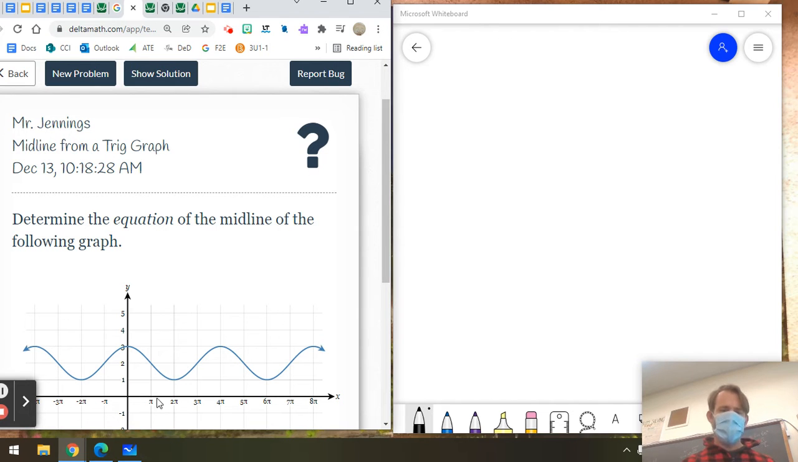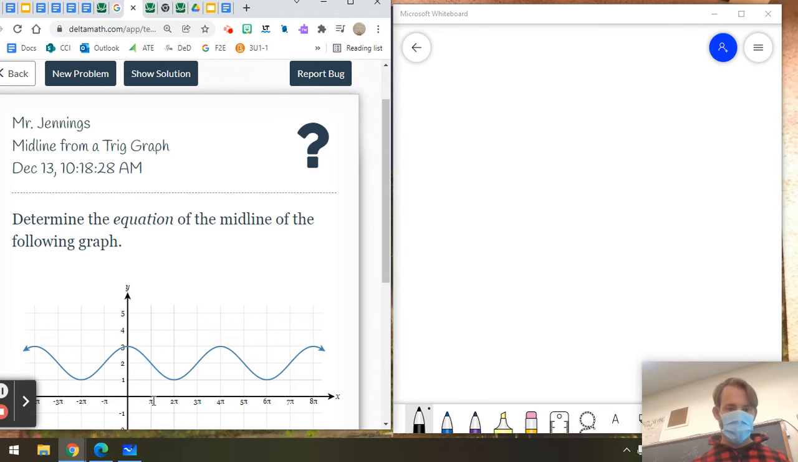Here, one thing that Delta Math does is everything is going to be in radians. I'll explain radians to you tomorrow. Basically, pi is equivalent to 180 degrees, and 2 pi is equivalent to 360 degrees, because the circumference of a circle is the diameter multiplied by pi. And because the diameter of the unit circle is 2, 360 degrees is 2 pi.